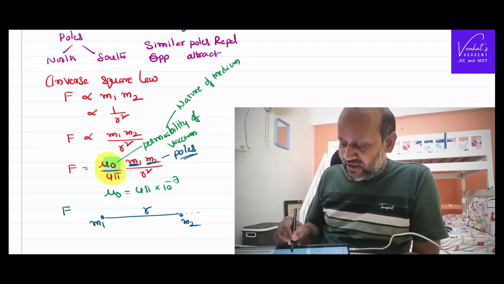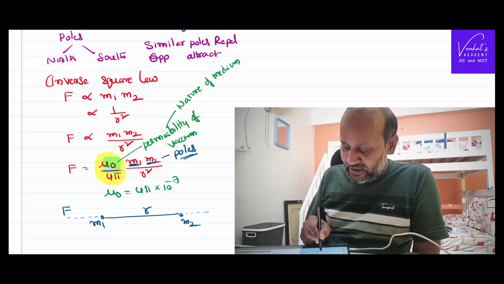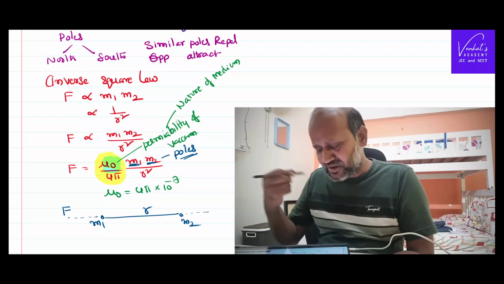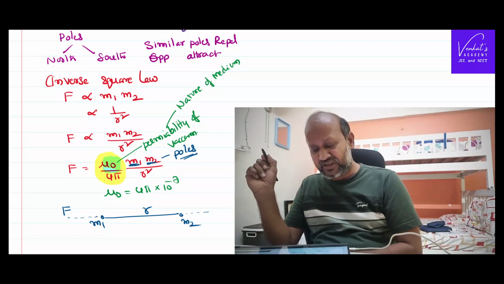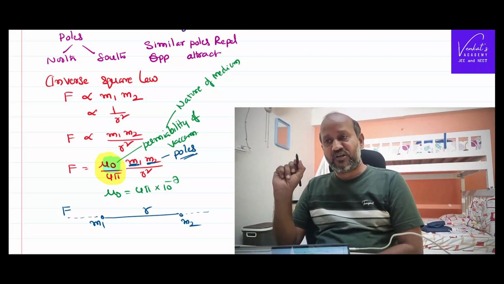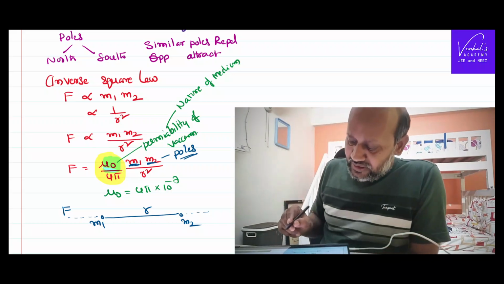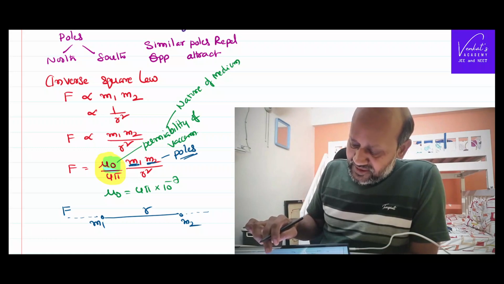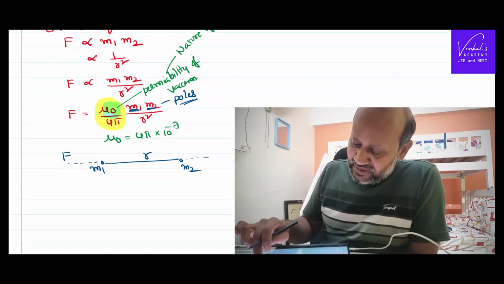So we don't worry that behind this pole there is another pole. That's altogether a different aspect. We will talk about that later. Here we are only talking about individual poles. So the value of that mu naught is 4 pi into 10 power minus 7, where mu naught is called the permeability of the medium.